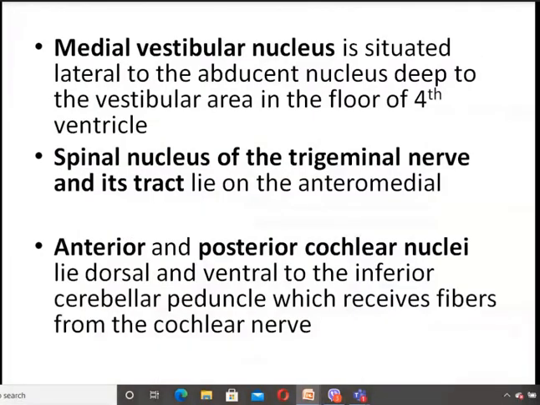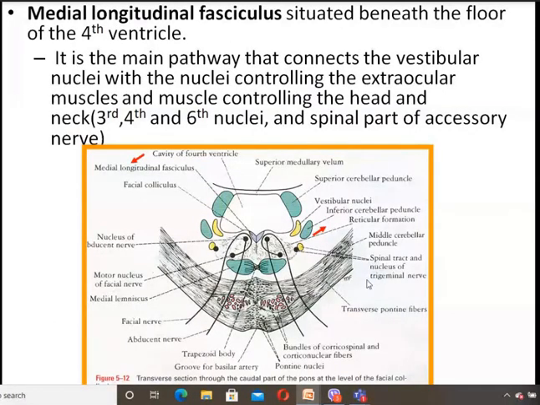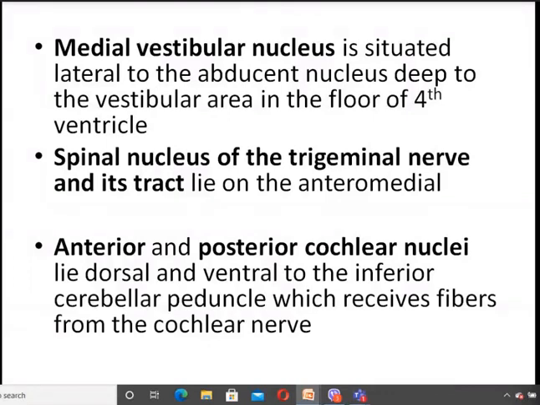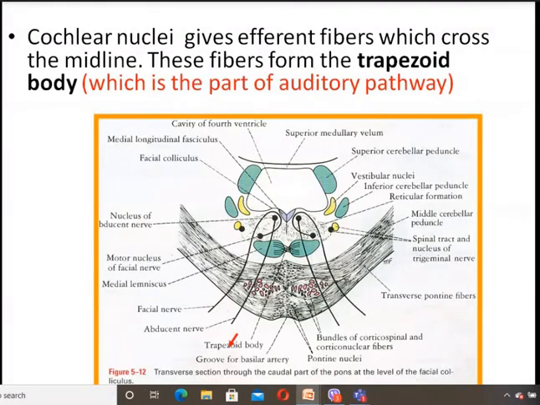The spinal nucleus of the trigeminal nerve and its tract lie on the anteromedial aspect. So the spinal nucleus of the trigeminal nerve, the fifth cranial nerve, is here. The anterior and posterior cochlear nuclei, which form the vestibulocochlear nerve, lie dorsal and ventral to the inferior cerebellar peduncle, which receives the fibers from the cochlear nerve. Here we can see the cochlear nerve, somewhere here.